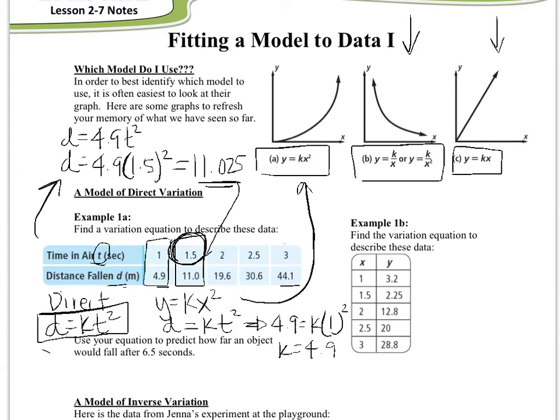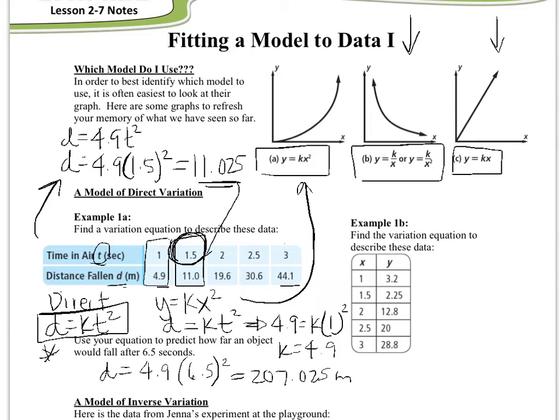Okay, so the next part down here: use your equation to predict how far an object would fall after 6.5 seconds. So the distance it would fall equals k, which we said was 4.9, times 6.5 seconds squared, and when I work through that math, I should get 207.025 meters. That's how far it'll fall in 6.5 seconds.